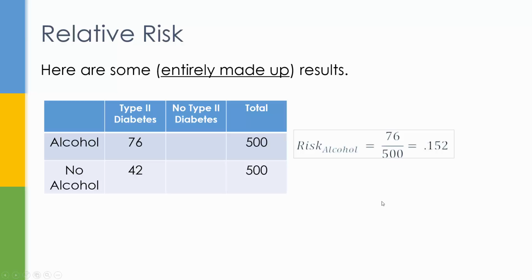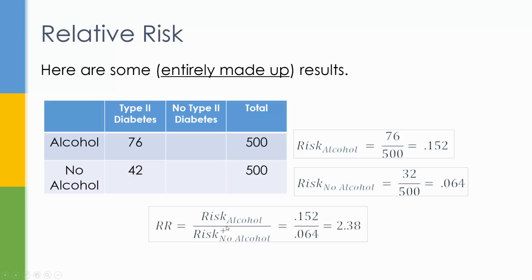So the risk of type 2 diabetes for someone who drinks alcohol, over this 20-year period, is 0.152, or a little over 15% of people who drink alcohol develop type 2 diabetes in this 20-year period. But if you didn't drink alcohol, 32 out of 500, so it's just a little over a 6% chance.